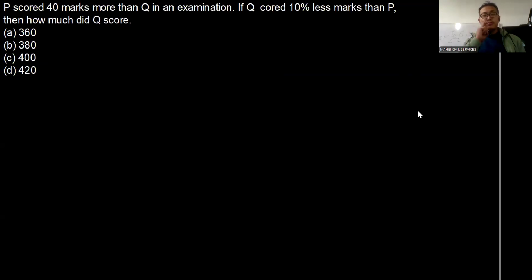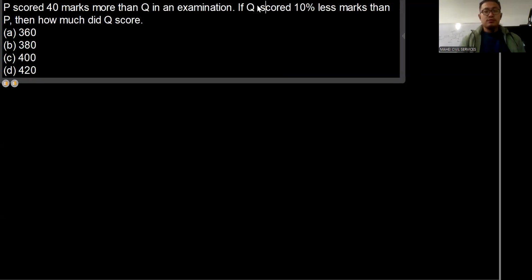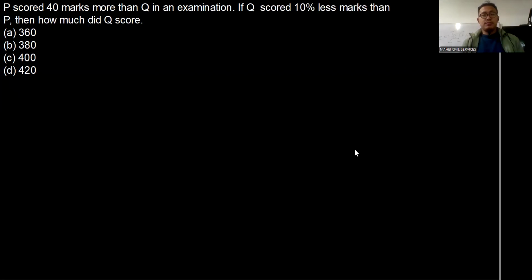Next is: P scored 40 marks more than Q in an examination. If Q scored 10% less marks than P, then how much did Q score?